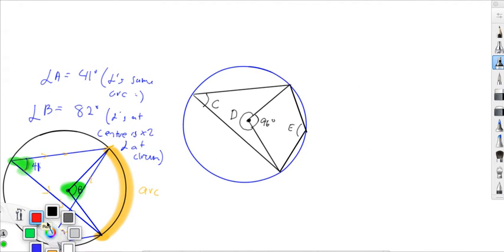Alright, here we're trying to identify the size of angle C, and angle C would be half of 96 degrees. Angle C is equal to 48 degrees because, as you can see, 96 degrees is in the center and C is on the circumference. So it was the rule that we used before, where the angle at the center is twice the angle at the circumference, or the angle at the circumference is half the angle at the center.